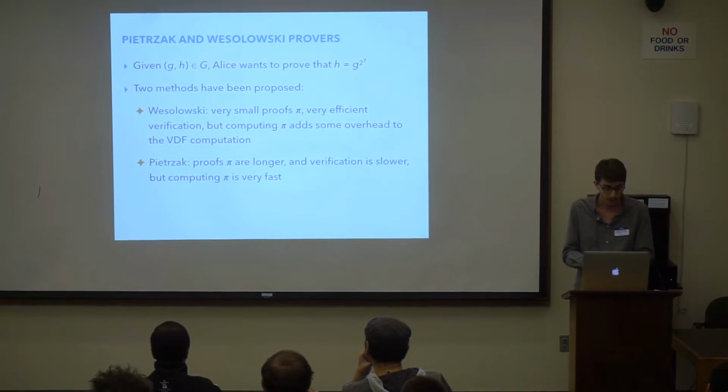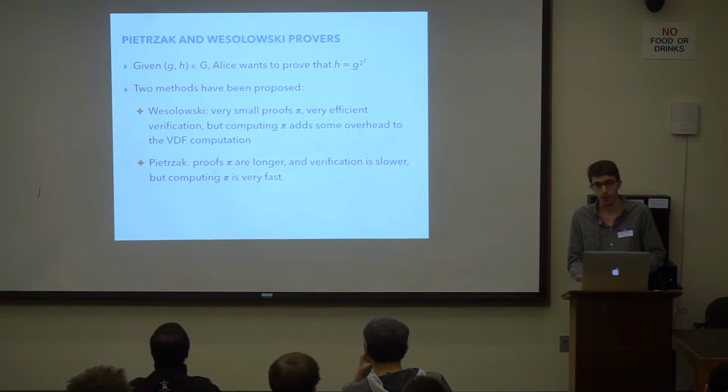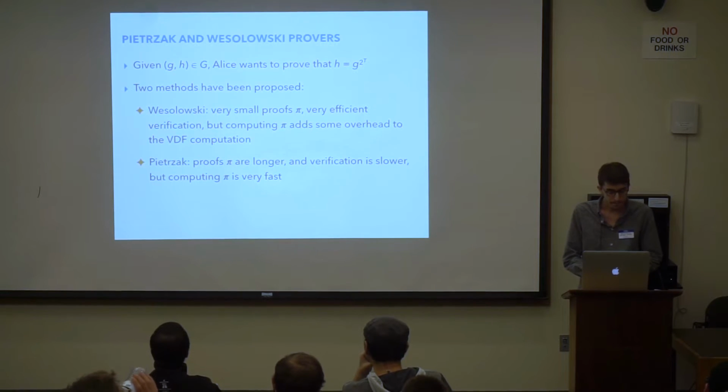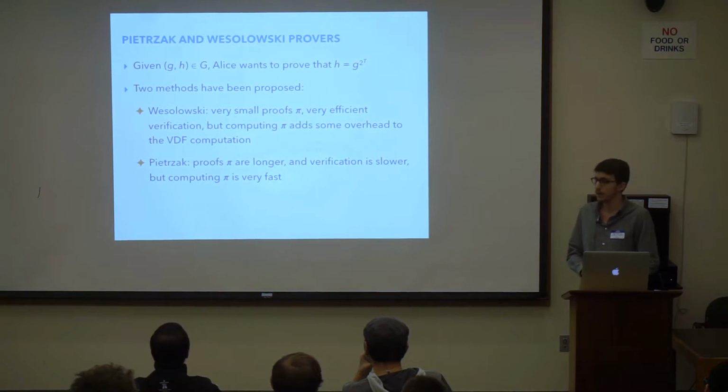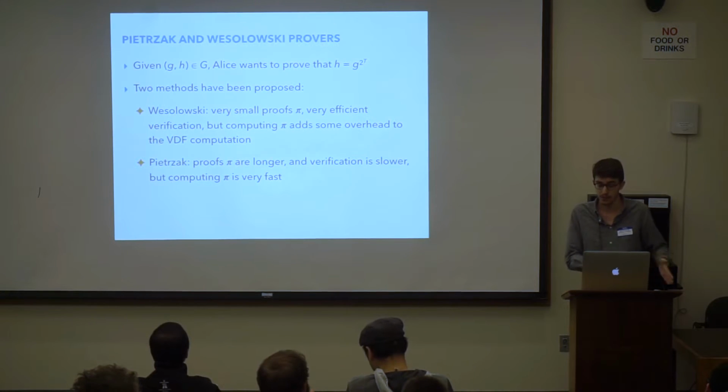So the second construction proposed by Pietrzak proposes proofs that are longer, around 40 times longer for reasonable parameters. And the verification is also slower by the same order of magnitude. But computing the proof pi is extremely efficient. It adds pretty much no overhead. So you do your VDF computation, you do your t squarings, and then the proof comes pretty much for free with a negligible cost.